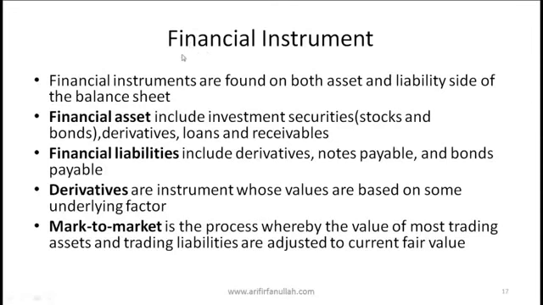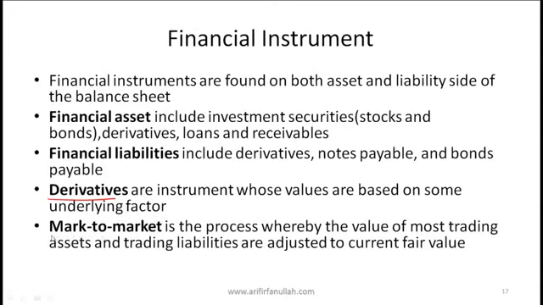Financial instruments. Financial instruments are found both on the asset and liability side of the balance sheet. When we talk about a financial asset, this includes investment securities such as stocks and bonds, derivatives, loans, receivables, etc. Financial liabilities include derivatives, notes payable, bonds payable. Derivatives, which we will talk about in detail when we cover derivatives, are instruments whose values are based on some underlying factor. And just understand this terminology for now.